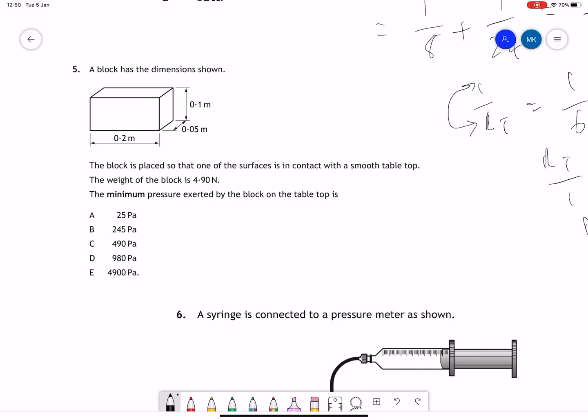Alright, it's quite a bit of work in number 5. Have a read of that just now. So there's a block with the dimensions shown.